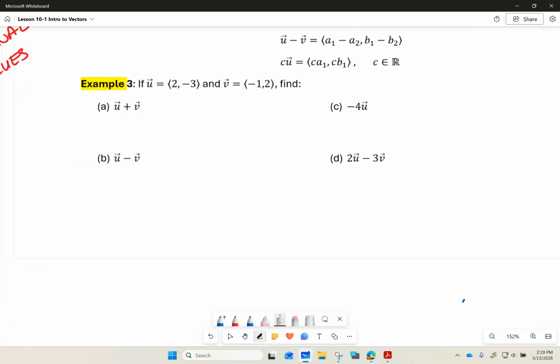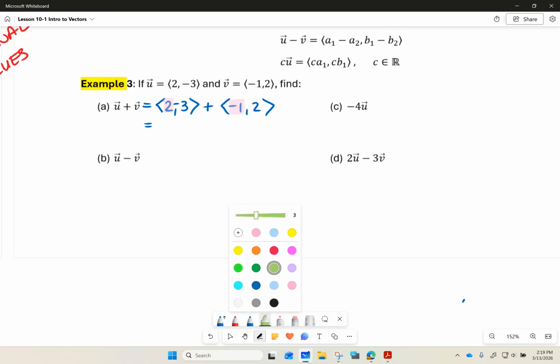So let's do this. U plus v. Well, let's do some writing. My u vector component is 2 comma negative 3. And my v component is negative 1 comma 2. So we are going to make sure that we are adding the corresponding parts correctly. So the pink goes with the pink, and this green goes with this green. All right. 2 plus negative 1 is a 1. Negative 3 plus 2 is a negative 1. And you're done.